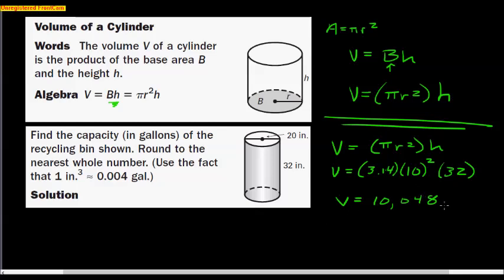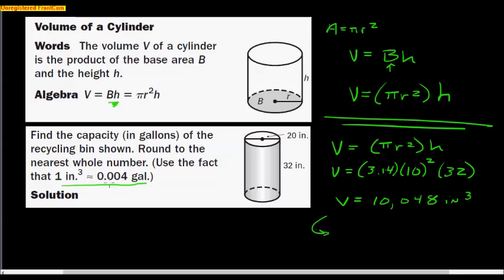Okay, so the thing you gotta be careful with here, though, is they throw a little curveball in here. This is all in inches cubed, all right, and they want to know how much you can fill this cylinder with any kind of liquid, and they say use the fact that 1 inch cubed is approximately, that's what this little symbol means, approximately 0.004 gallons. Okay, so this is why they said round to the nearest whole number. I'm going to take that, and I'm going to convert this to gallons.